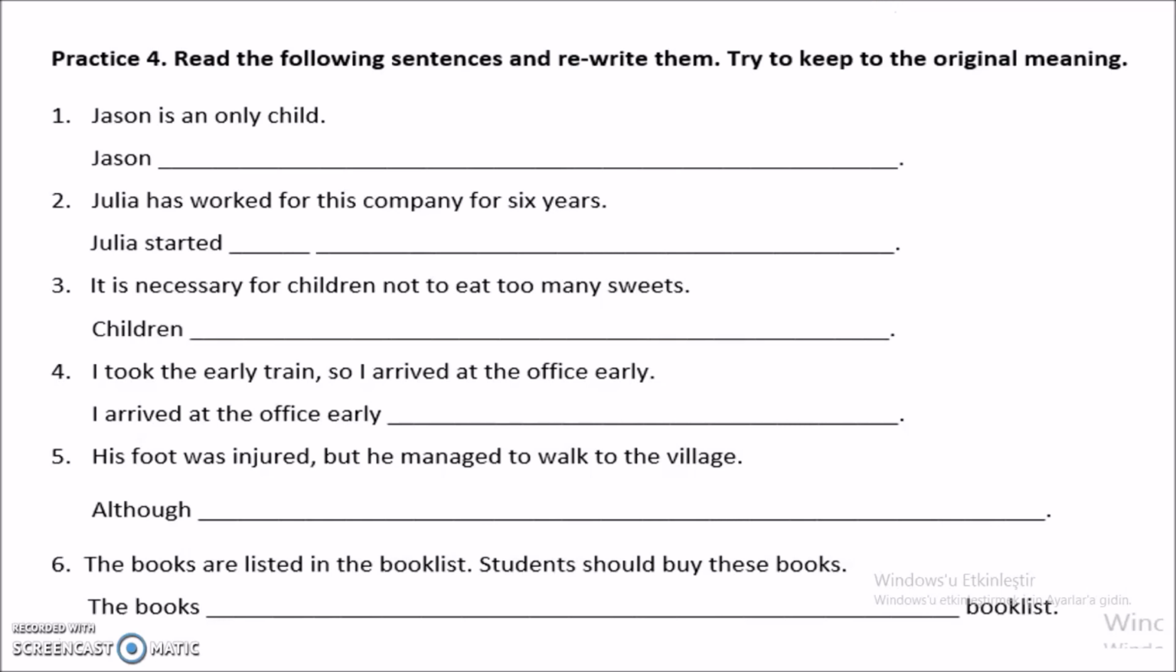This practice is freer than the others because you have the original sentence and now you are free to do however you want to write it. Jason is an only child. What does that mean? Now you are going to decide this, okay? Focus on the meaning and try to plan how you would rewrite it. Pause the video, do the answers, and then we will check the answers together.